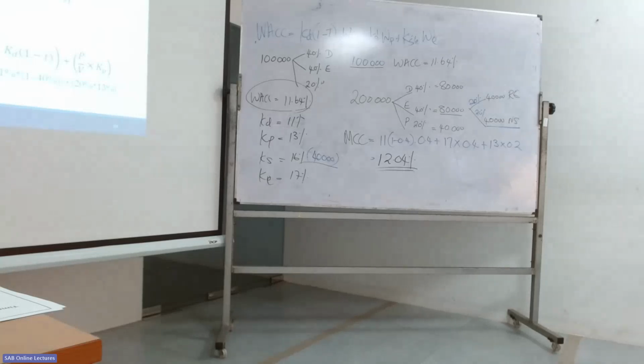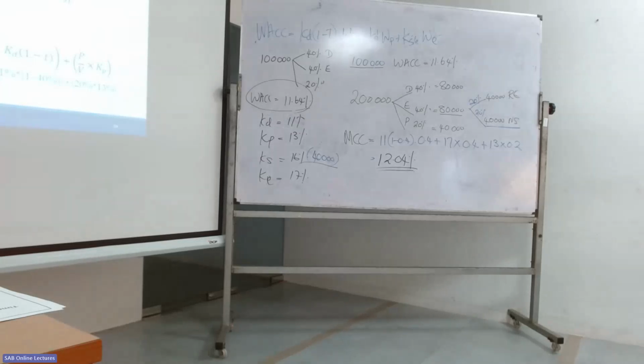If you have any question, please ask. The calculation may be confusing, but after calculating you will realize this. If the company is issuing new additional capital, the relevant cost is now 12.04.